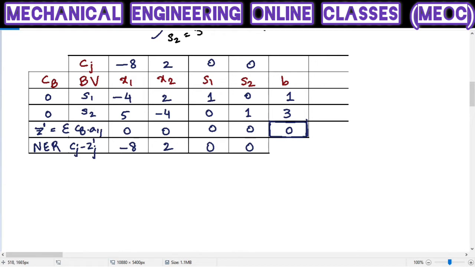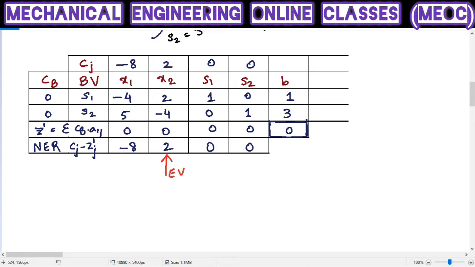How can we improve the solution? Because it's a max type of problem. For a max type, a positive number can increase or improve the problem. For a min type, a negative number can improve the problem, improve the z. So here there is a positive value. Out of minus 8, 2, 0 and 0, there is a positive value 2 which corresponds to the x2 variable. So now x2 variable is the entering variable.